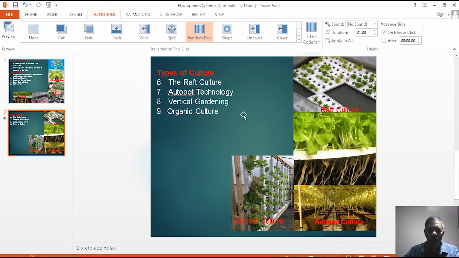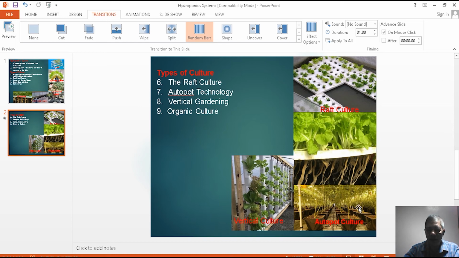Okay, let's proceed to the others. We have the raft culture. We call it floating hydroponics. In this case, plants are in the board. The board is allowed to float in water, and of course, the water has nutrient elements for the plants to absorb. We call it raft culture, or the floating hydroponics.